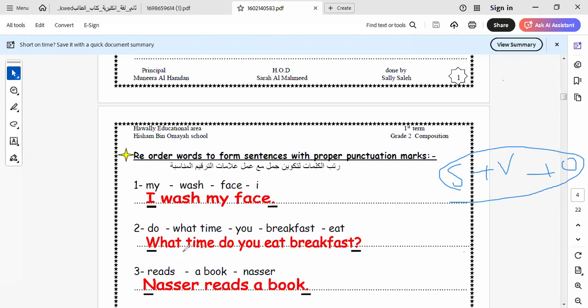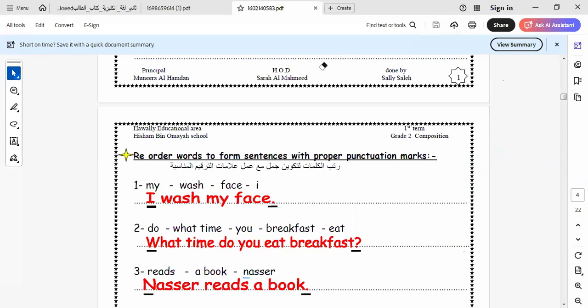So here we say, this is a question. What time? Where is the verb here? Do. What time do you eat breakfast? Here is Nasser. So Nasser here is written in small letter, so I must write it in capital letter. Nasser reads a book. Okay, this is 3 examples for rearrange.